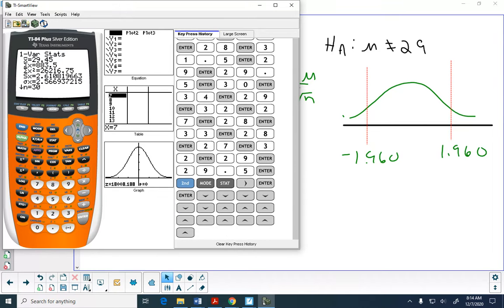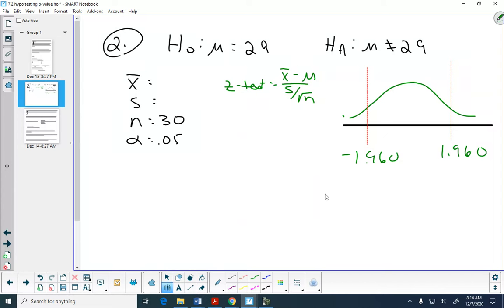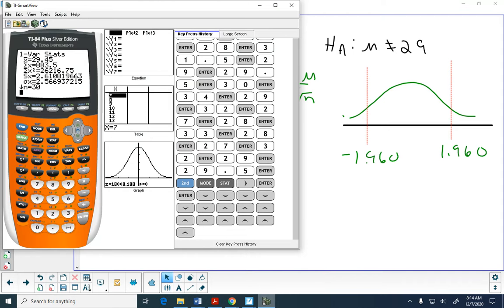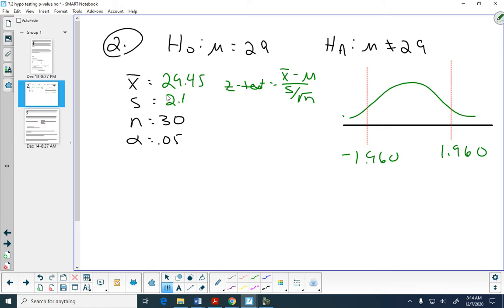Our main thing is we want to get the mean and the standard deviation. Now this is a sample of 30 kids, so we want the sample standard deviation, so we want S. We have 29.45 for our mean. Our standard deviation, our S, is 2.61. So it gives us our values that we can work with.